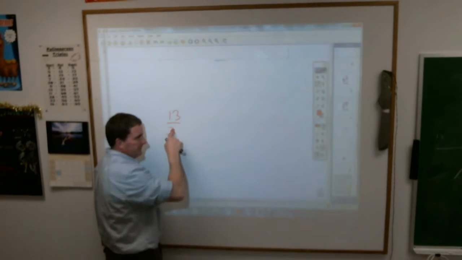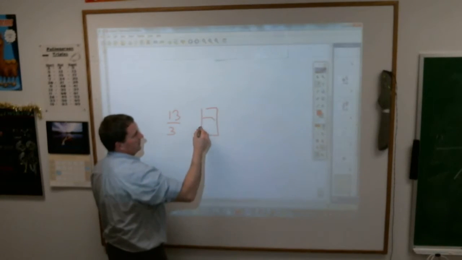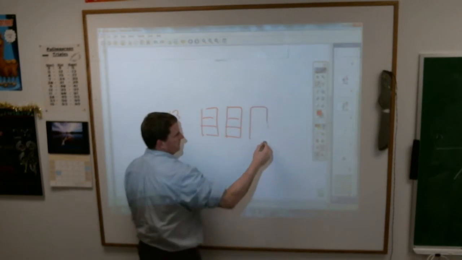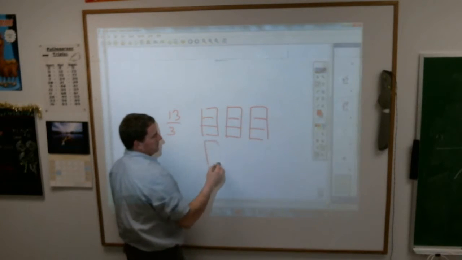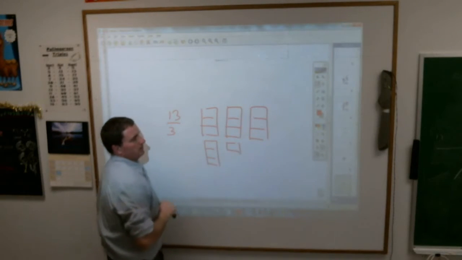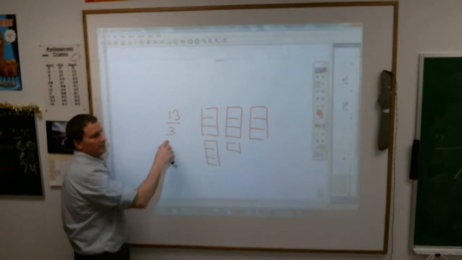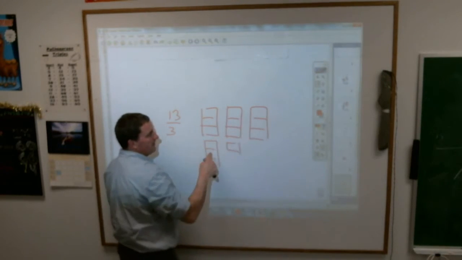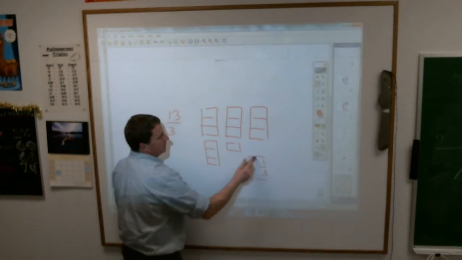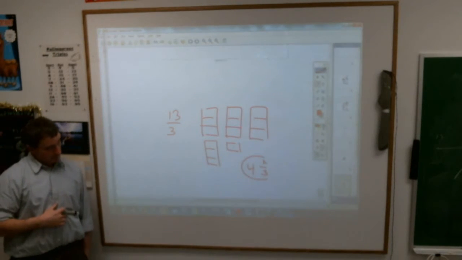If you have 13/3, let's do this in rectangles. There is 3/3, this is 6/3, this is 9/3, this is 12/3, and then I have 1/3 more. That's 13/3, but rather than saying it as 13/3, how many whole things do I have? 1, 2, 3, 4 whole things and 1/3 of the other one. 4 and 1/3.